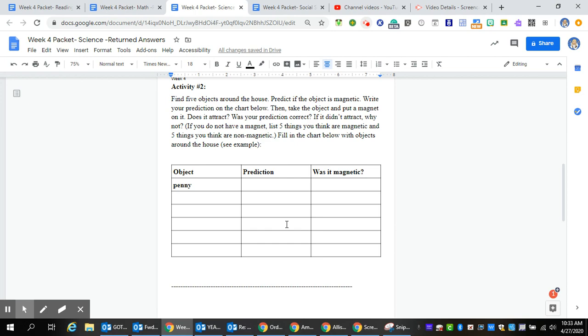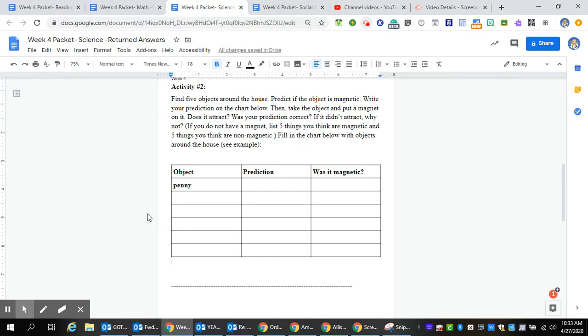If you do not have a magnet, list 5 things that you think are magnetic and 5 things that are non-magnetic. So if you are doing that option, you're going to need to change your answer down below here. You'll have to give me 2 separate lists of magnetic and non-magnetic items.